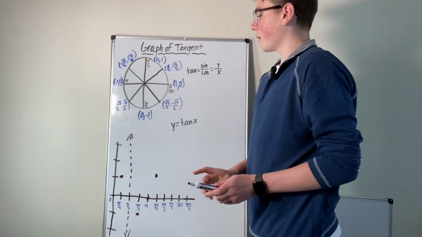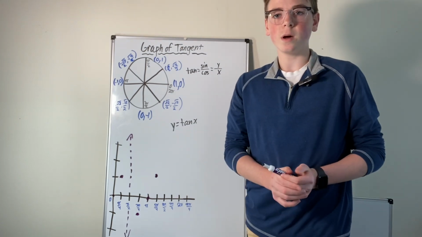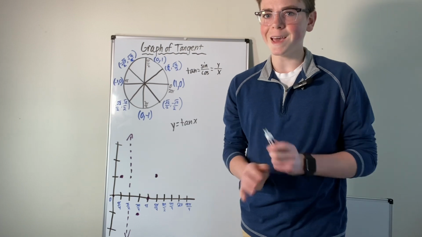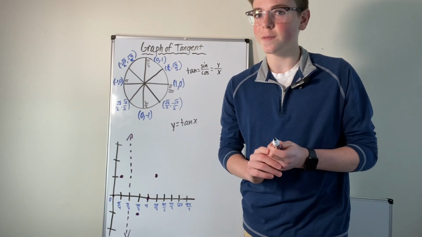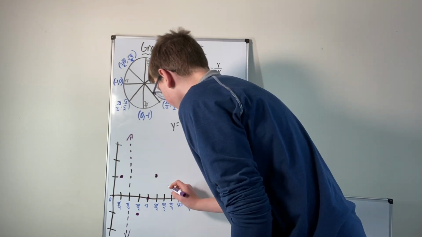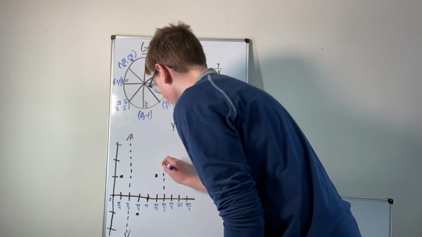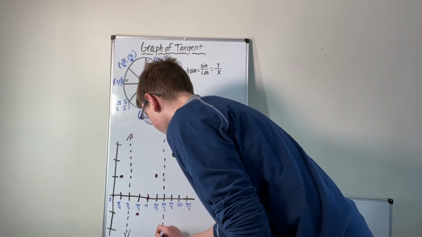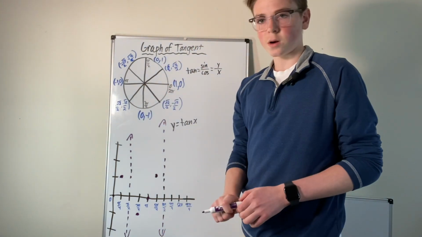Then 3 pi over 2 is 0, comma, negative 1. Well, that is negative 1 divided by 0. Again, we can't have a number divided by 0, that is undefined. Another asymptote. 3 pi over 2 is an asymptote. So as you see, this is way different from sine and cosine already because there are asymptotes.